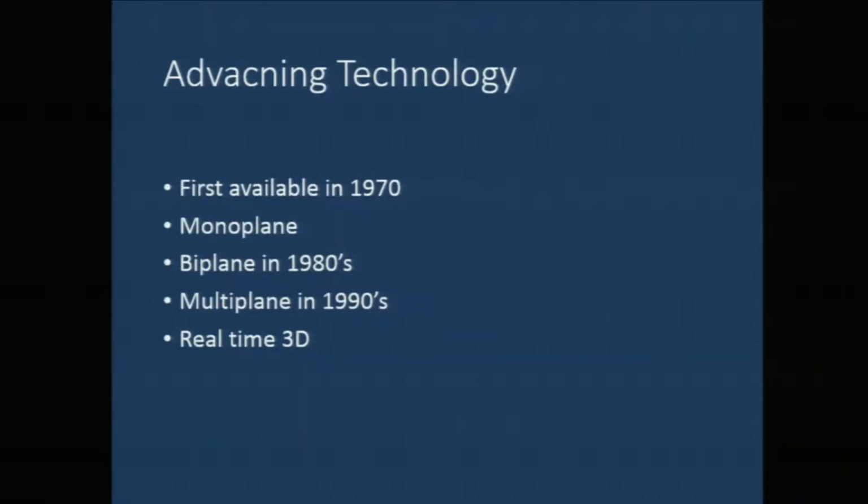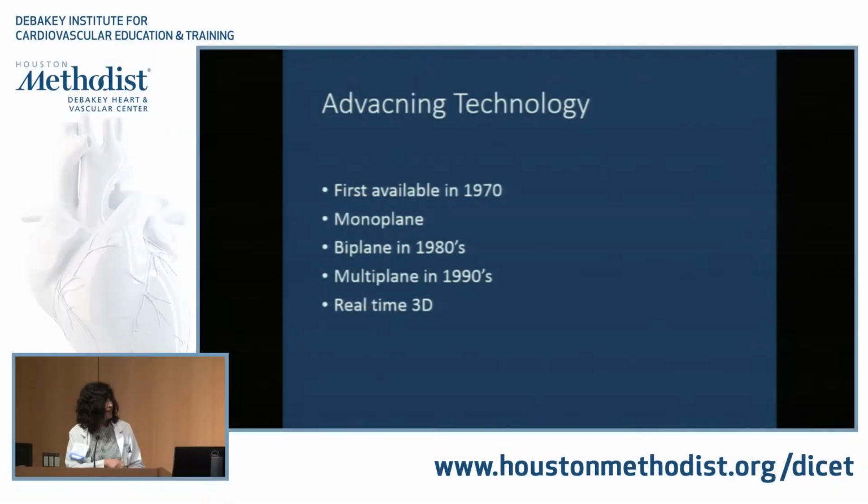And there's been significant advance made in the technology of TEE too. It first became available in the 1970s. It was initially just monoplane. You could just go in and out. Then it became biplane, so you could view it in two views at two angles. And then in the 1990s, we got the multiplane modality of imaging for TEE. And of course, the latest kid on the block is the real-time 3D imaging, which makes this technology absolutely essential for intra-procedural imaging that has now become very common.